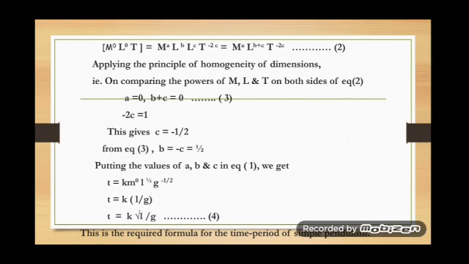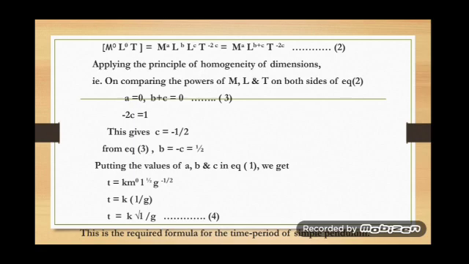On the left side power of L is 0 and on the right side it is b plus c. Therefore b plus c is equal to 0. On the left hand side power of T is 1 and on the right side the power of T is minus 2c. Therefore minus 2c is equal to 1. On solving we get c is equal to minus 1 by 2.